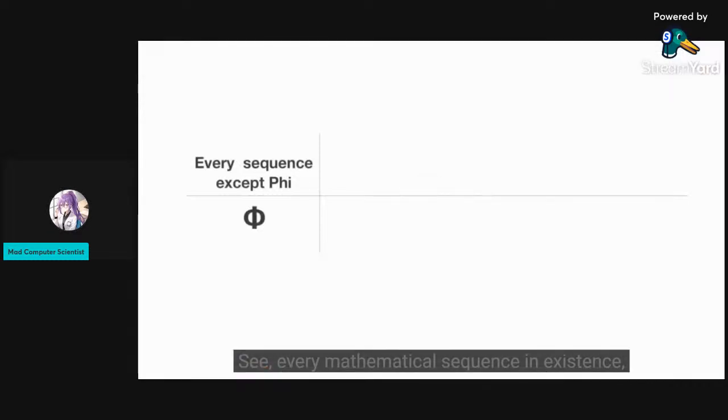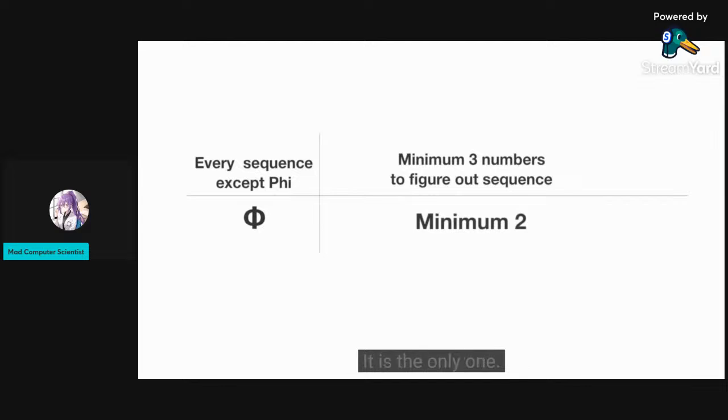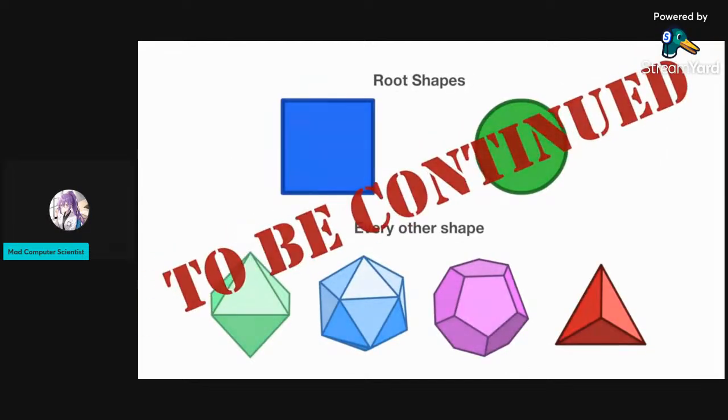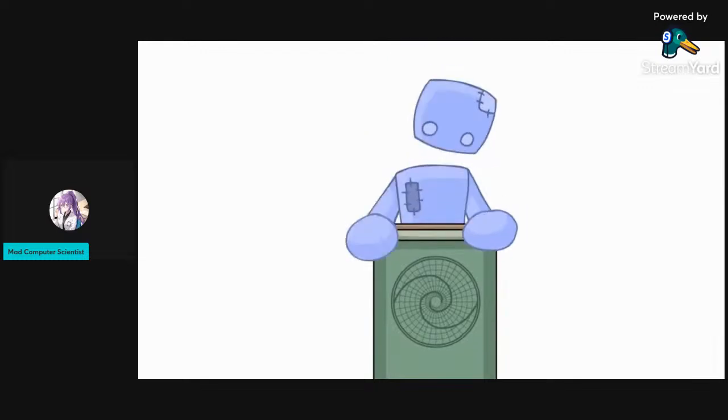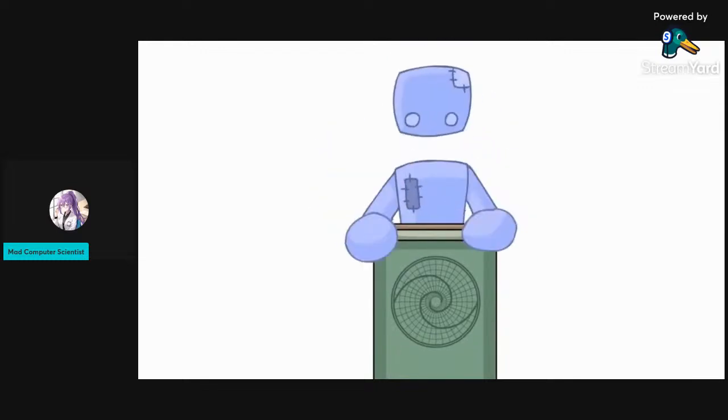Mathematical sequence in existence needs a minimum of 3 numbers to figure out the sequence. Phi only needs 2. It is the only one. Similar to how the circle and square are the source of all shapes, but we'll get to that later on. The next thing that you need to know is that this ratio is found in all life everywhere. Sort of. By sort of, I mean it's really Fibonacci, but we'll look at that in a moment.